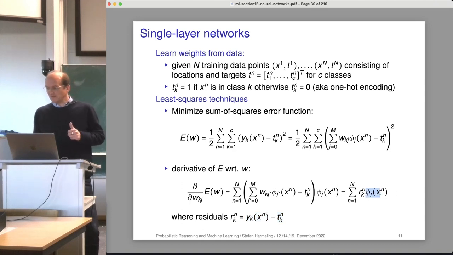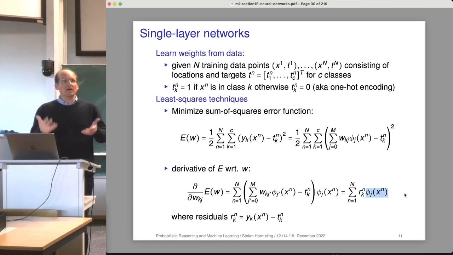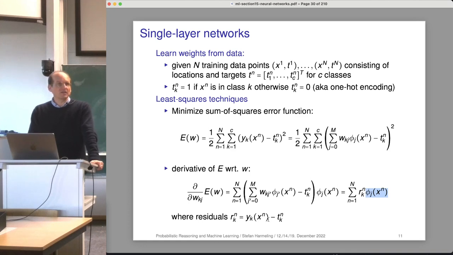The other thing is, if one of the activations among the j equals 1 to m was very large, that had a very large reason for getting the wrong result. So that thing should get penalized a lot, right? So the derivative is large for these entries where we had large basis activations and where we had a large error, okay? And so this kind of intuitively also works.